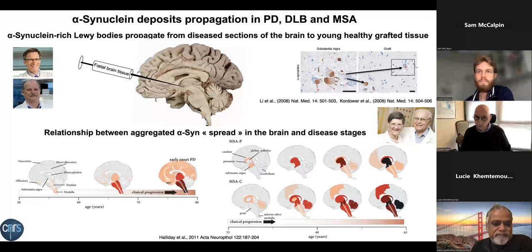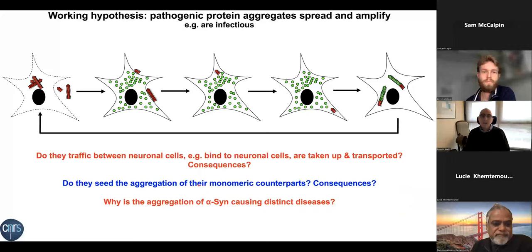And if you make a parallel between this description and what Heiko Braak and Kelly Del Tredici described, in other words, staging of the disease for not only PD, but also MSA and DLB, where they proposed that pathology occurs first in the olfactory bulb and the brainstem, then these regions are more and more affected with time, but also other regions connected within the brain to these regions become affected. Then you get to the idea that these aggregates are forming with time, but also propagating within the brain following defined patterns and pathways. So we made this hypothesis back in 2008 and 2009, Ron Melki, Patrick Brundin and I, that these protein aggregates and many others, of course, spread and amplify.